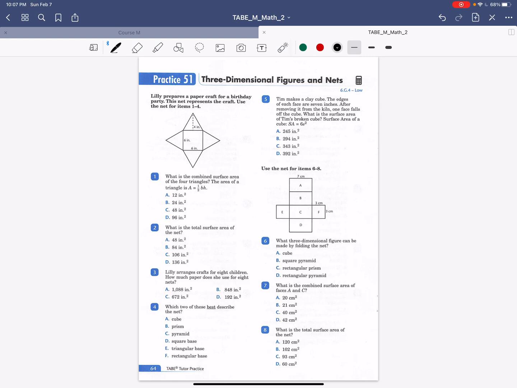Welcome to Practice 51. This is on page 64 of your TABE workbook. This is about three-dimensional figures and nets, and you can use a calculator for this one.